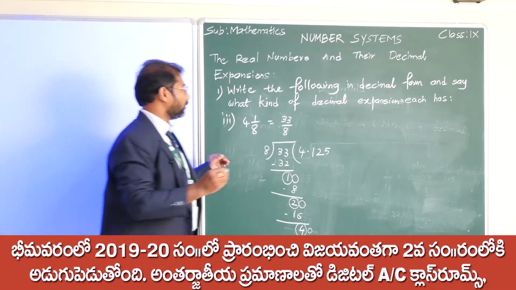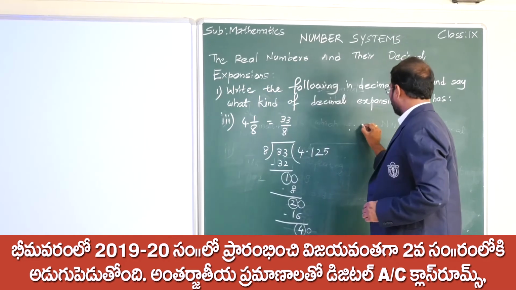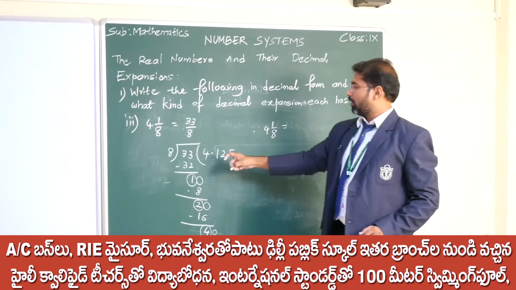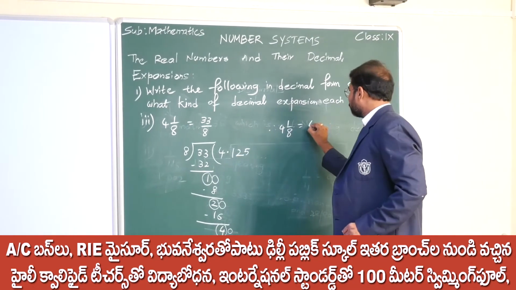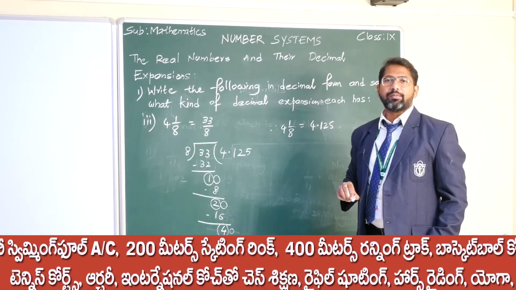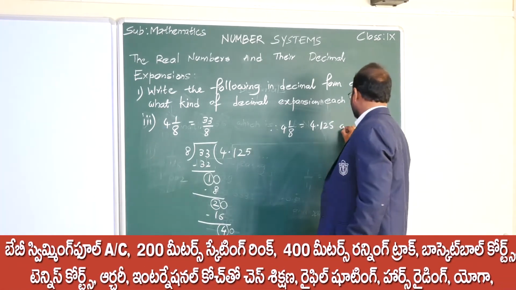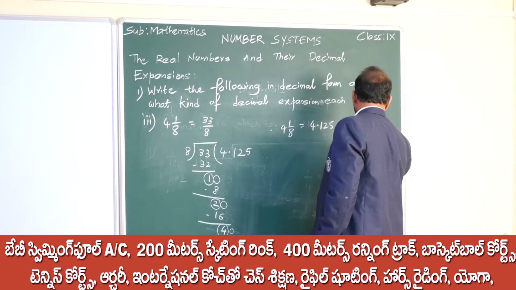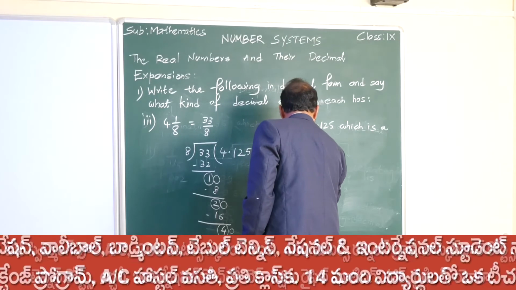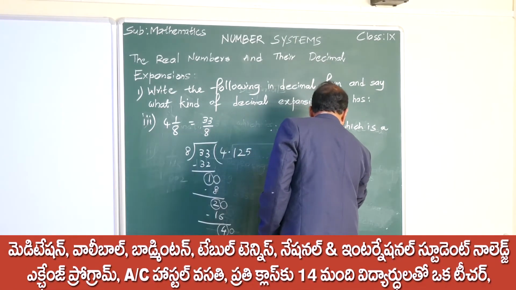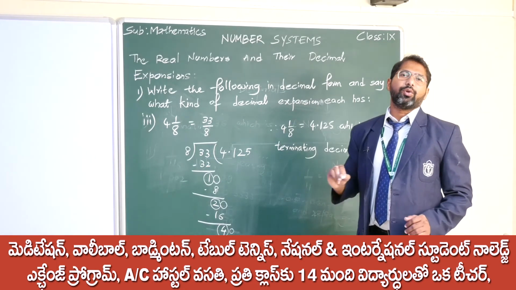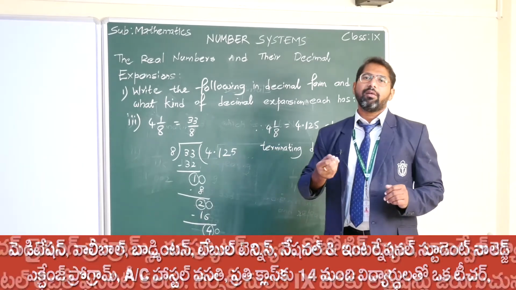Yes, therefore 4 1 by 8 can be written in decimal form as 4.125, which is a terminating decimal. I hope you have understood. I will take one more example.